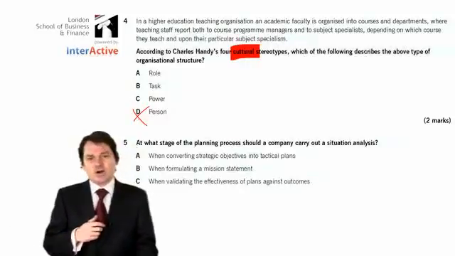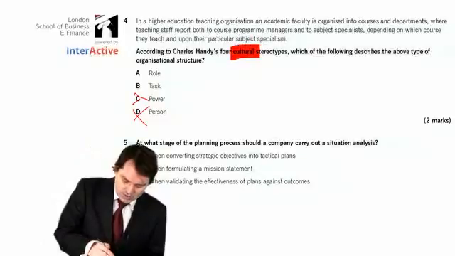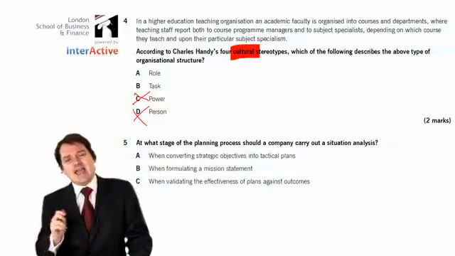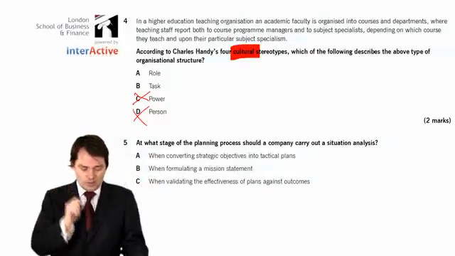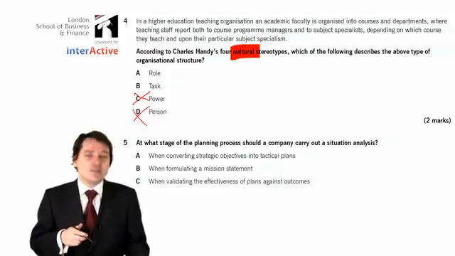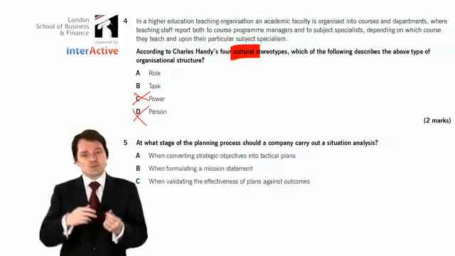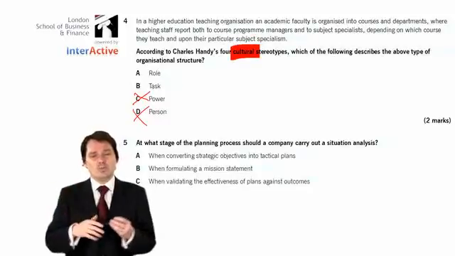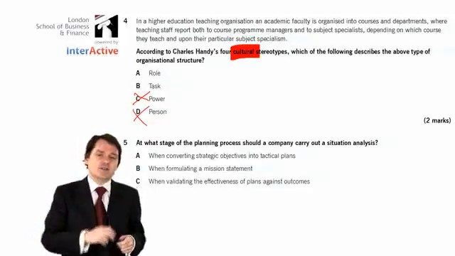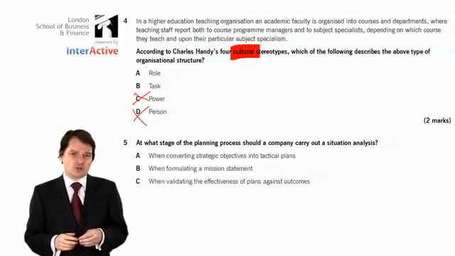Is it going to be a power culture? Well, a power culture means one person telling everybody else what to do. Well, it's obviously not that one either, because if it was, it would say that there is one person who gives you an order, you must do it like this. So it's either going to be a role culture or a task culture.